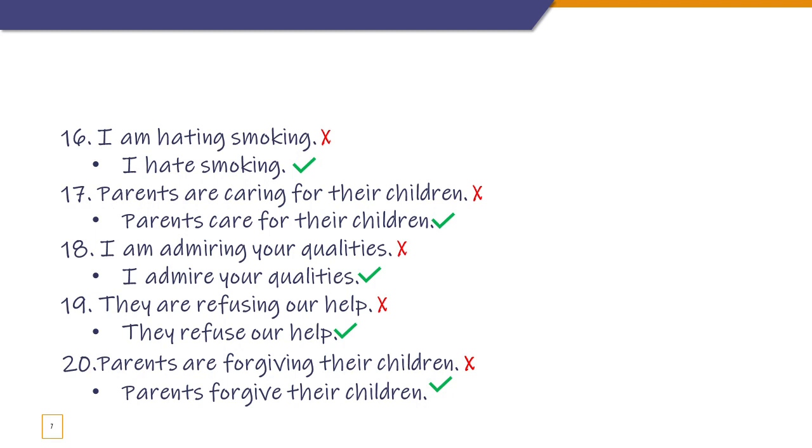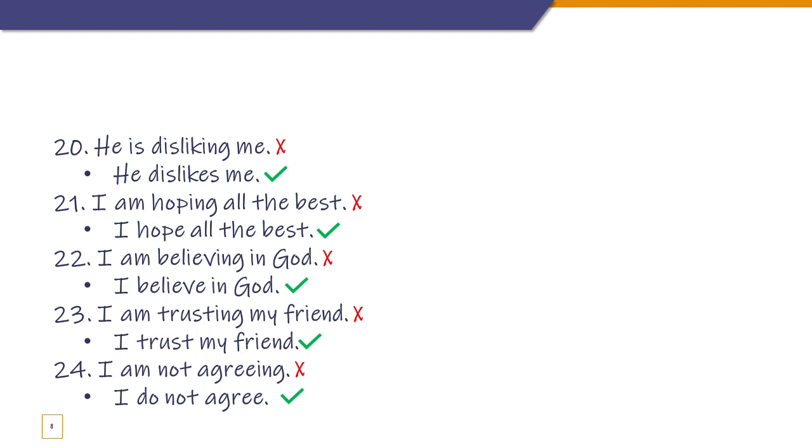Now another one with parents again is parents are forgiving their children. Is that correct? No, this is something that happens regularly all the time. Parents always forgive their children. So for this reason, it's always better to use the simple present, and it's a stative verb. So you say parents forgive their children. Let's look at more of this sort.